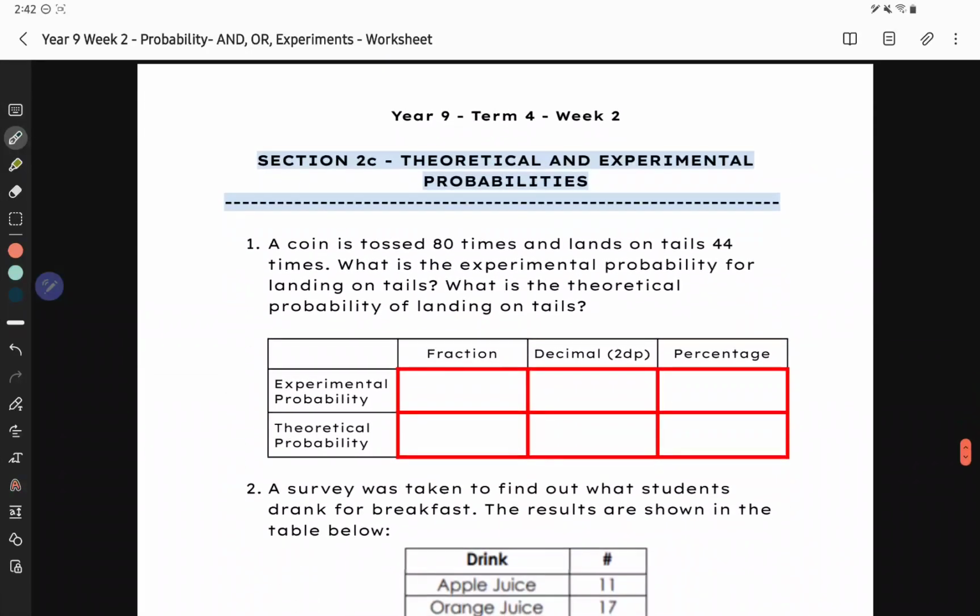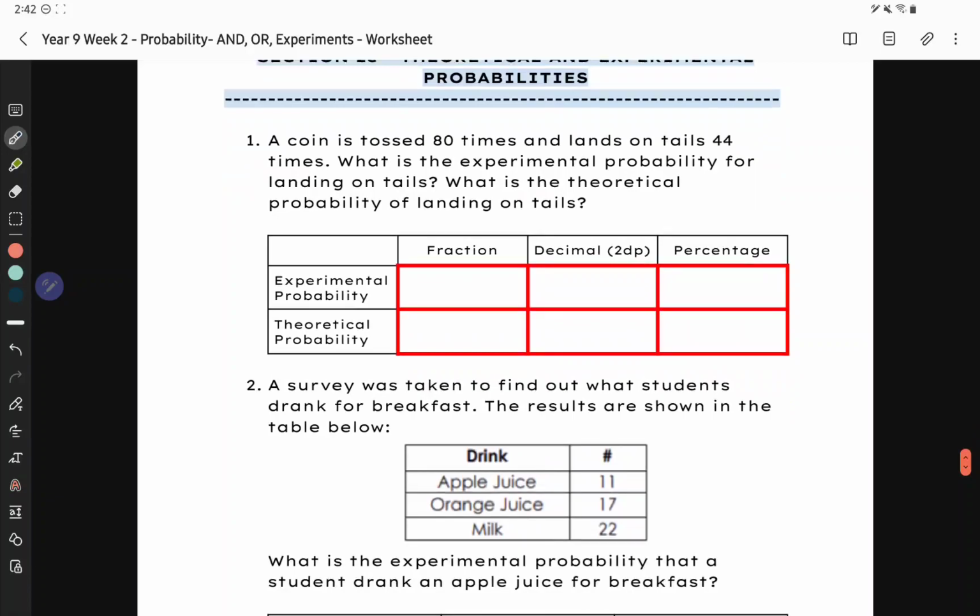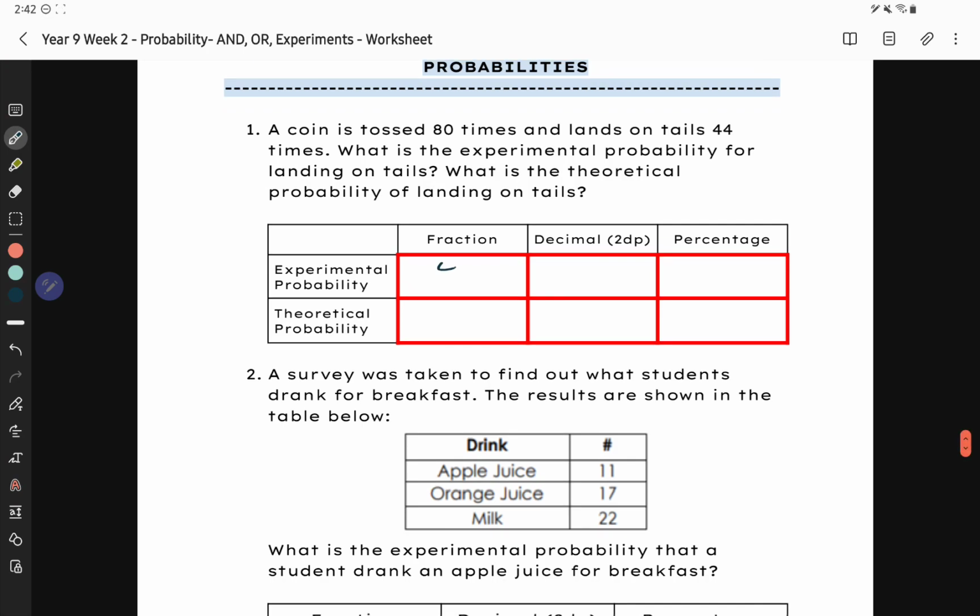Moving on. Section C, this is the last section. A coin is tossed 80 times, lands on tails 44 times. What is the experimental probability for landing on tails? So experimental, the ones that we've observed, having done it and seen, experimental probability of tails is 44 over 80. We can do that on our calculator to see what comes out. Of course, we can simplify it, but I'm going to skip simplifying it for now. 0.55, which is 55%.